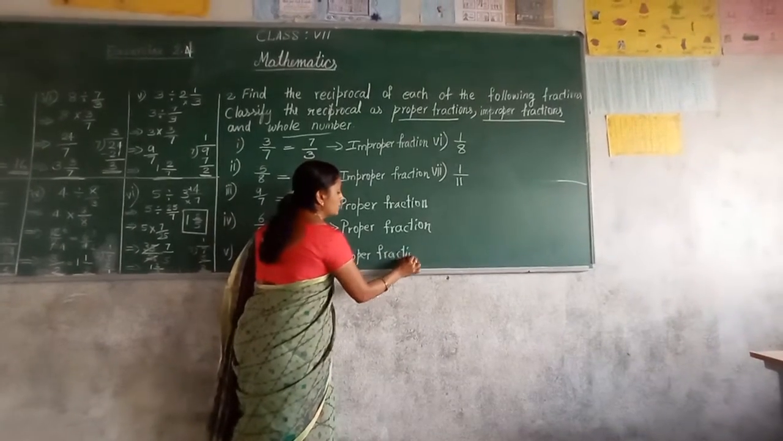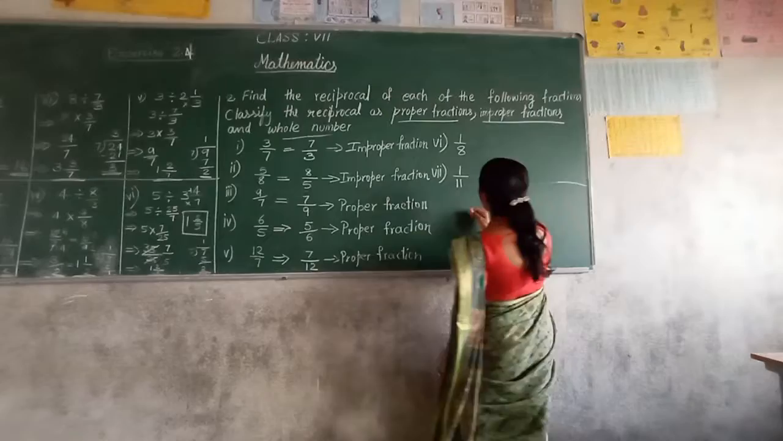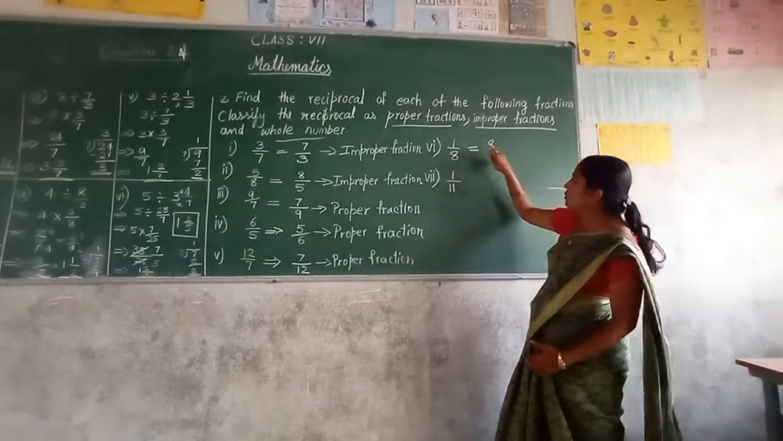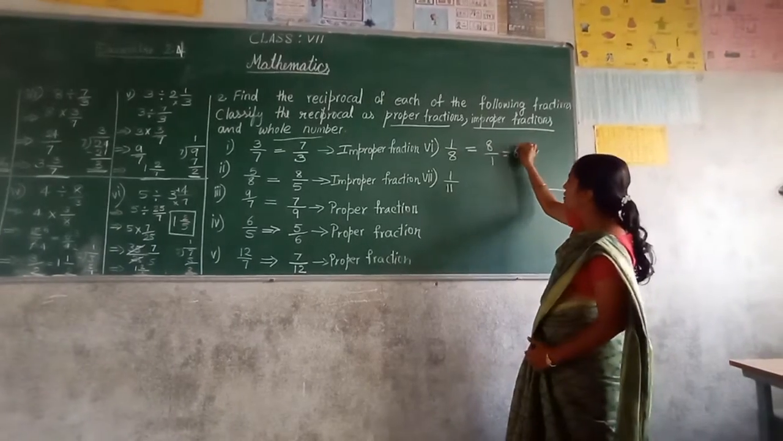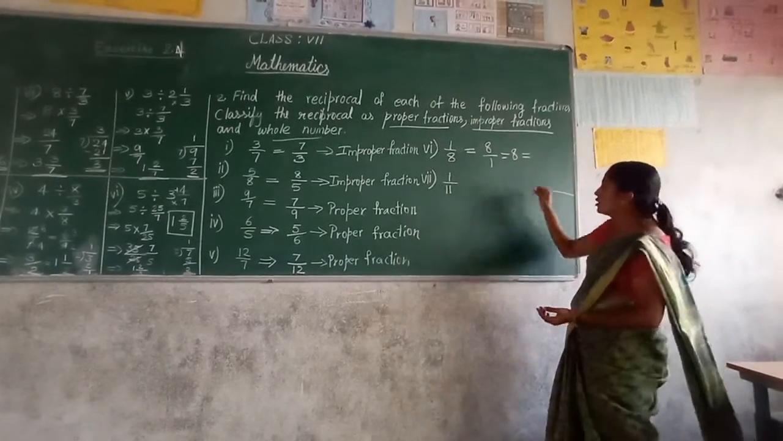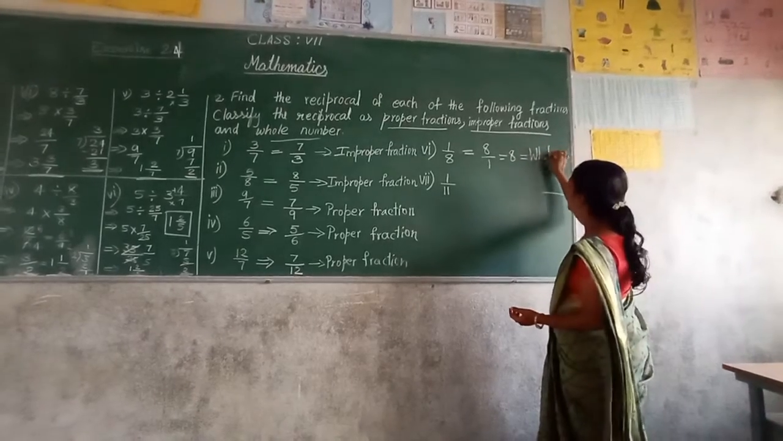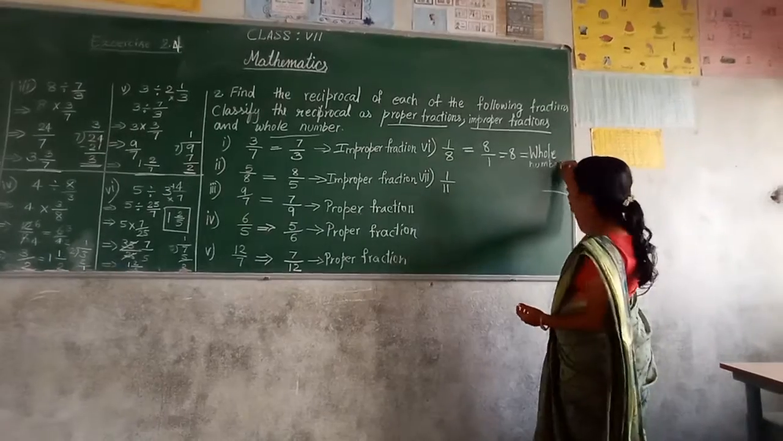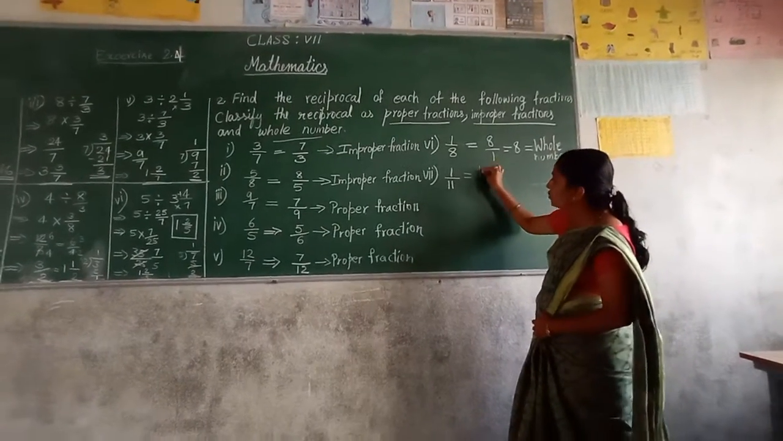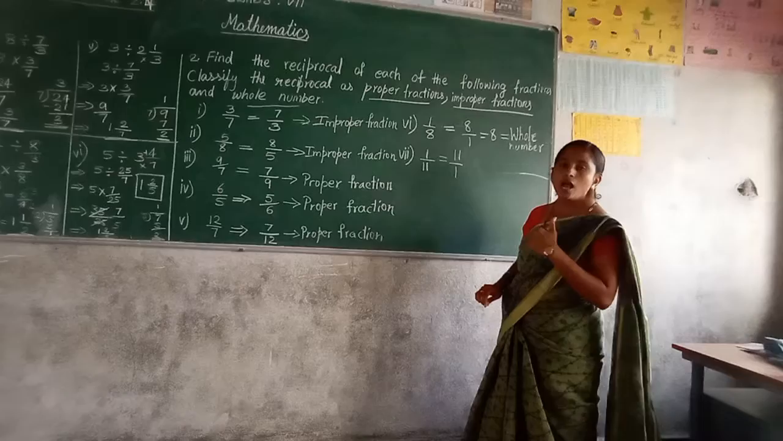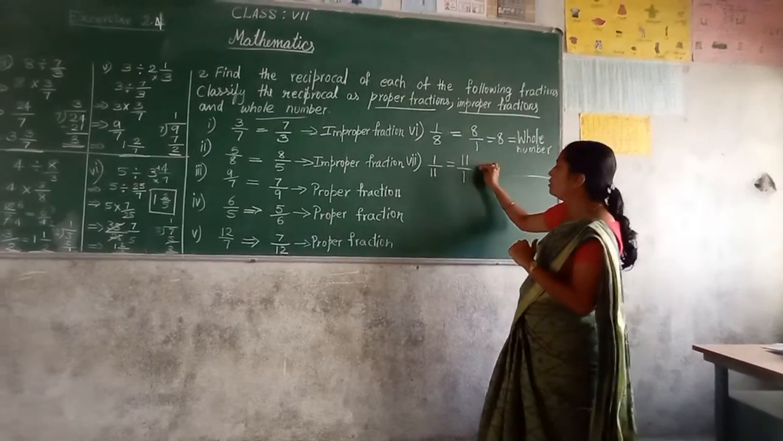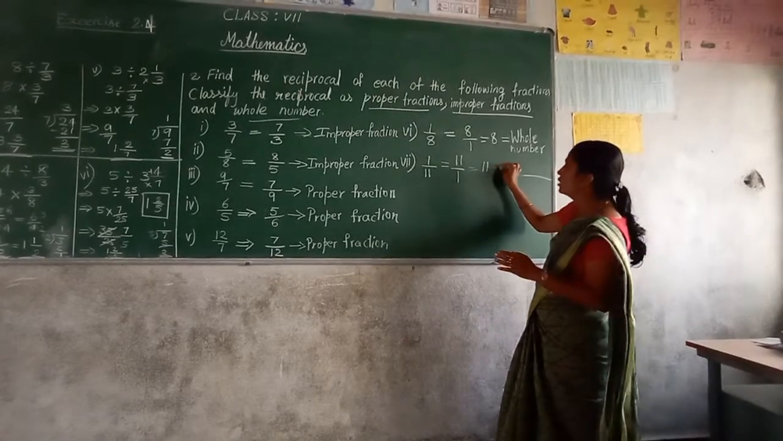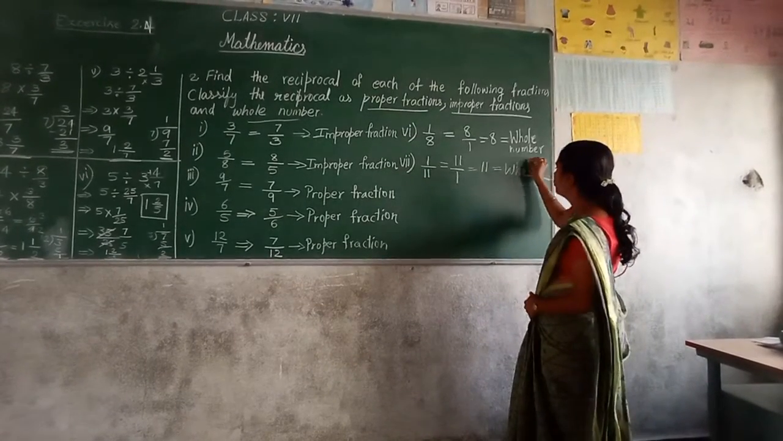Now the next one, 1 upon 8. If the denominator becomes the numerator, it looks just 8. If it is just a number, then you can consider it a whole number. Which type of number? Whole number. The next one is 1 upon 11. If you write 11 as the numerator, 1 as the denominator, 1 can be neglected. So 11 is also a whole number.